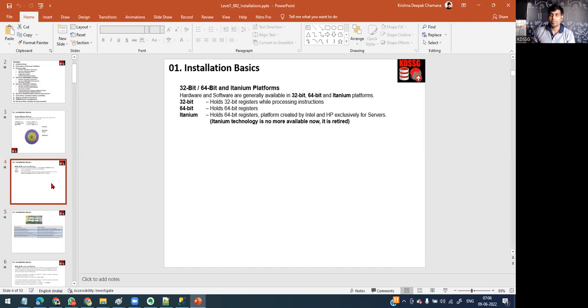That's a good question. What does 4 core and 8 logical processor mean? First of all, you have one processor on your motherboard, which is capable of 4 cores. Each core is multi-threaded and can do 2 tasks. So 4 into 2, 8 logical processors you'll be having.